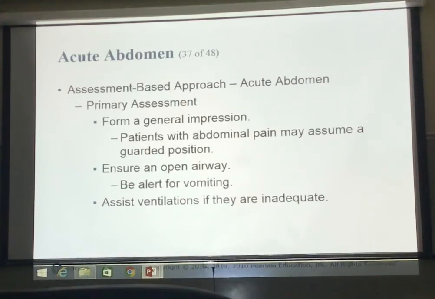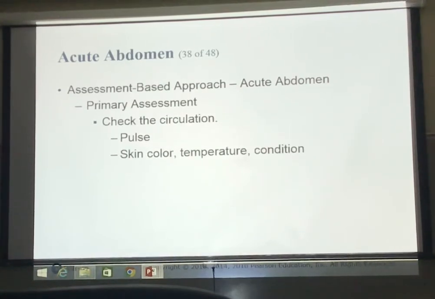Make sure your airway is open. Be alert for vomiting and assist ventilations if you need to. Shock is the only indicator that this is a serious medical condition. The patient with an acute abdomen should be categorized as a priority for transport if they meet any of the following criteria. They have a poor general appearance. They're unresponsive, or responsive but not following commands. Signs of shock: hypotension, narrow pulse pressure, tachycardia, pale, cool skin, and severe pain.